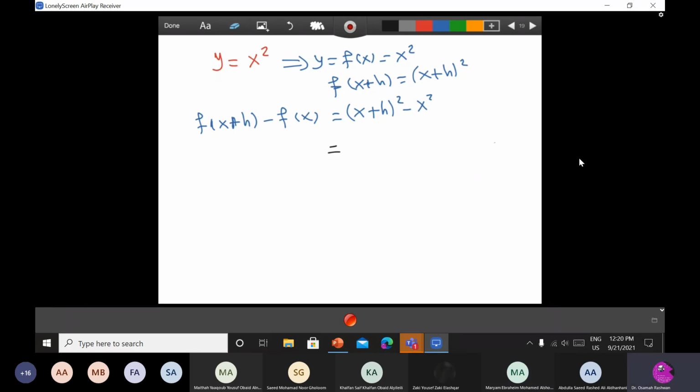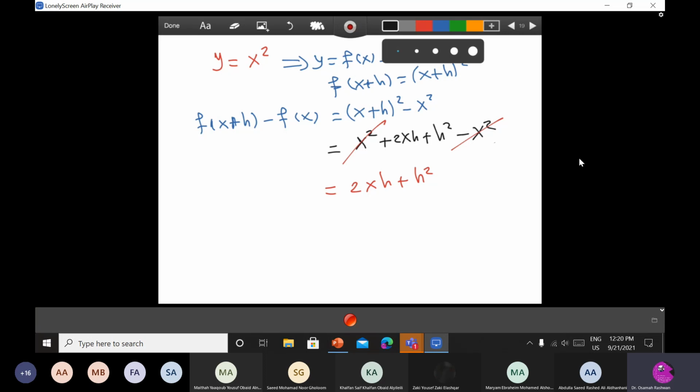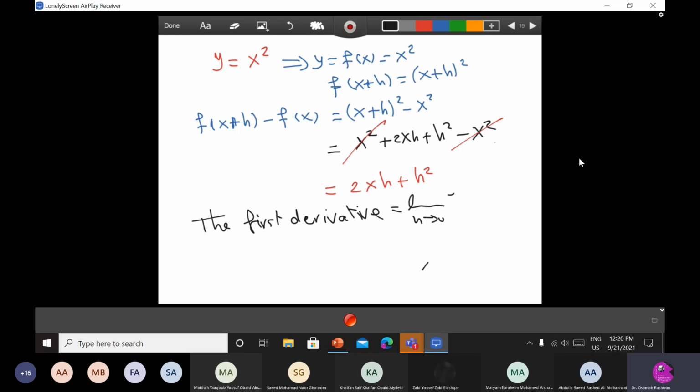Okay. Now can you expand this one? x square plus 2xh plus h square minus x square. Now this x square will be cancelled with this one, equal to 2xh plus h square. Now what is the definition of the first derivative? The first derivative, أو المشتقة الأولى بالعربي, equal to what? Limit when h tends to 0 for f of x plus h minus f of x over h.